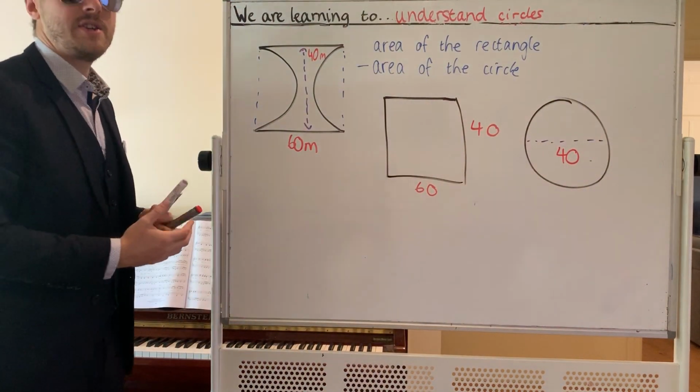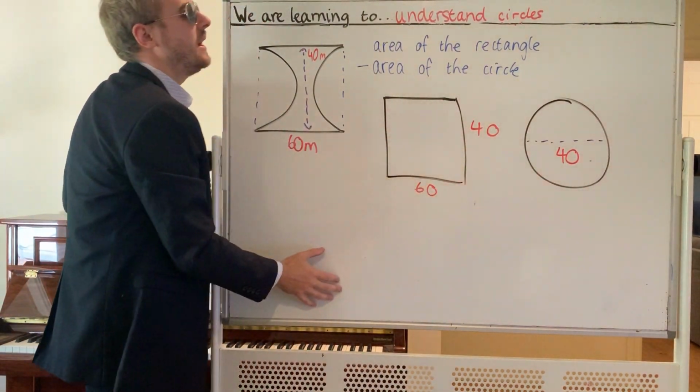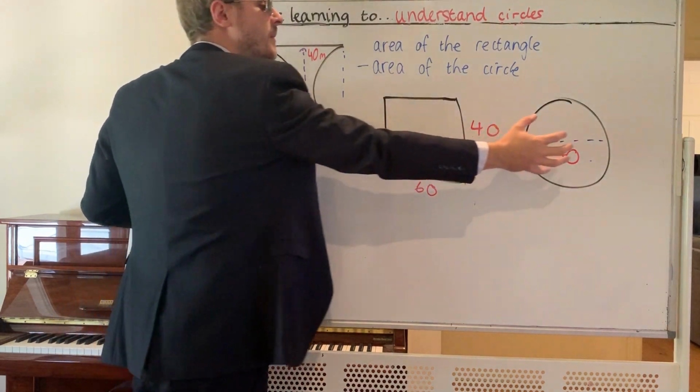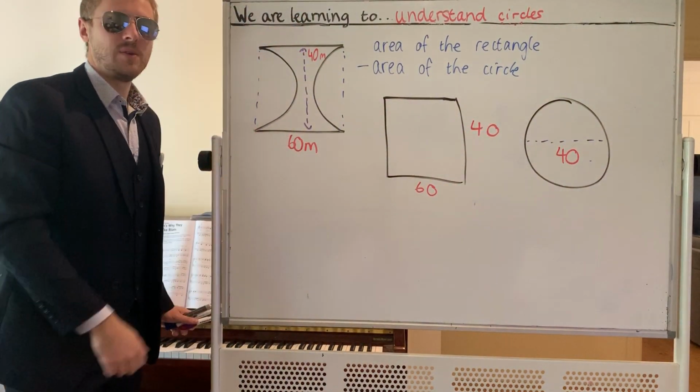Alright, so use that information, work out the area of your two shapes, and then take the area of the rectangle minus the area of the circle. That'll get you the area remaining.